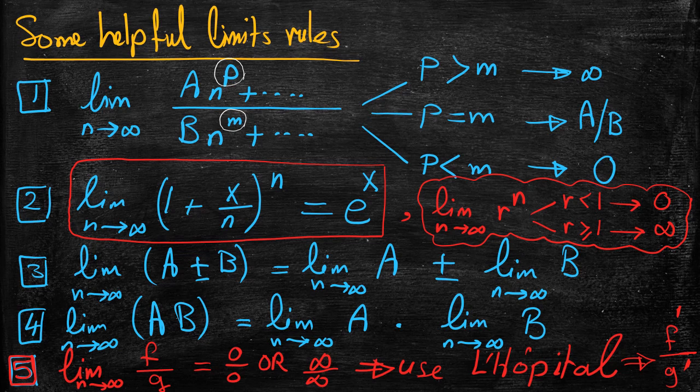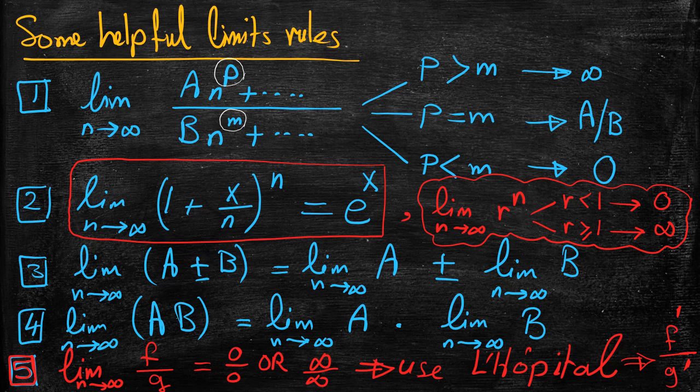If p and m have the same values, the limit itself will be just the coefficient in the numerator divided by the coefficient in the denominator, which is a over b. The last option, the denominator power will be greater than the numerator power, which means m is greater than p, or p less than m, and in this case, this limit will approach 0.